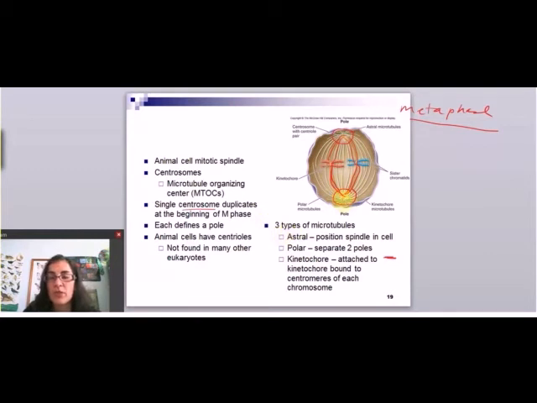Astral microtubules, I'm going to draw in blue, are going back from the centrosome, so notice it's going the other direction, and holding the centrosome in position. So they attach to the plasma membrane and hold the centrosome in position. So they position the spindle in the cell. And then I'll do green for the last kind.